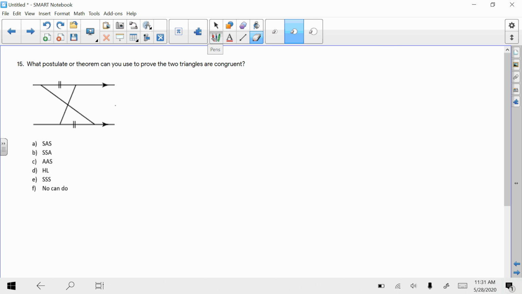All right. What can we use to prove these congruent? Well, one thing that you should notice is that these lines are parallel, which means we have things like alternate interior angles are congruent. So really you have all the angles are congruent. And these are vertical angles, so they're congruent. So I think you could use angle, side, angle, or angle, angle, side, which I don't have on there. So it would have to be letter C.